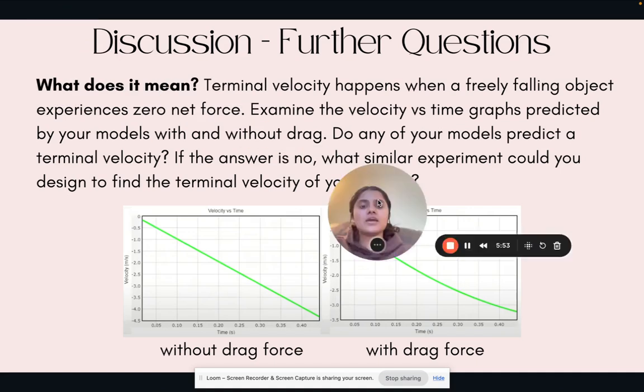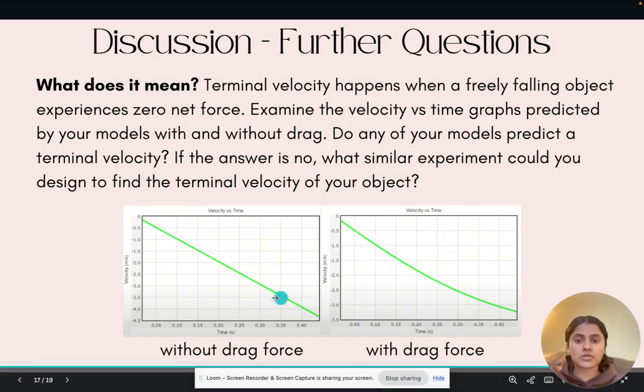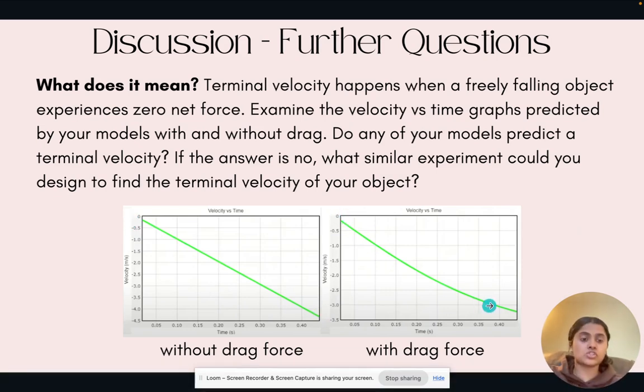Okay, so for my further questions. Terminal velocity happens when a free falling object experiences zero net force. So, do any of my models predict a terminal velocity? So, these are my computational models. This is without drag force, which is going straight down, and this is with drag force, and there's a slope.